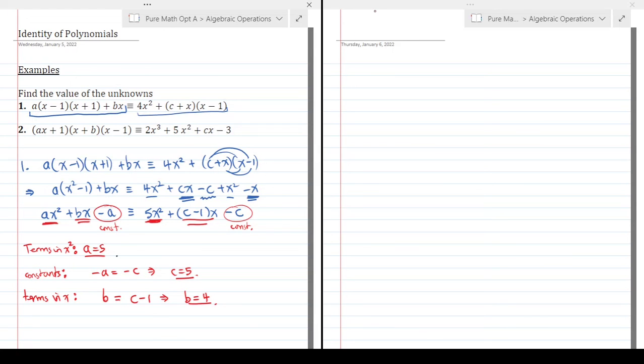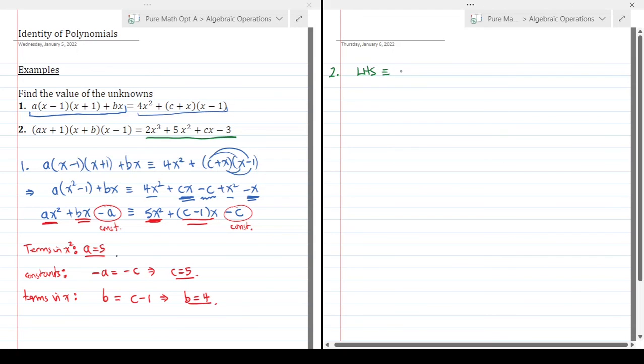Let me look at number 2. Number 2 is more in line with one or two of the questions that CAPE would have presented. The right-hand side luckily is already expanded for us, so really the work is on the left-hand side. So I'm going to pull out the left-hand side and work with that, and then put it back into the identity.